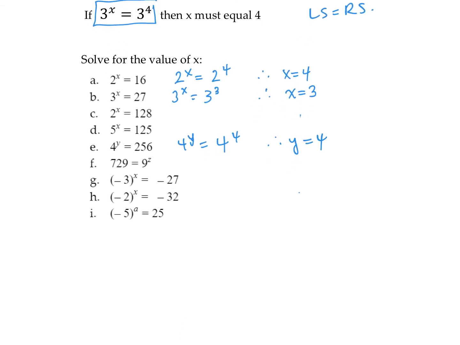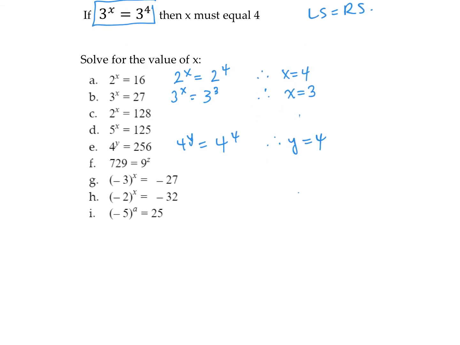Just be careful with brackets and negative signs. Negative 3 has the brackets around it in G. So we want the same base to be negative 3. I can do that because negative 3 times negative 3 times negative 3 gives me negative 27. So I have an odd number of negatives, so that is okay. I couldn't end up with a negative number if I had an even number of negatives.